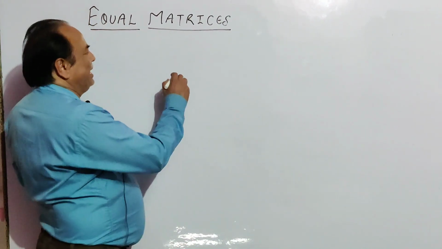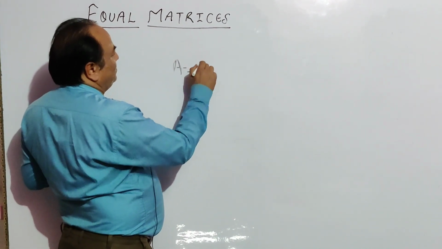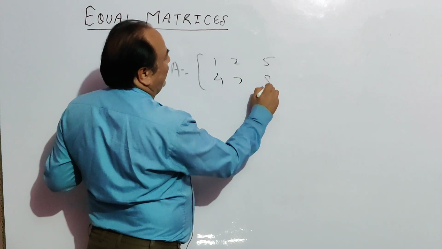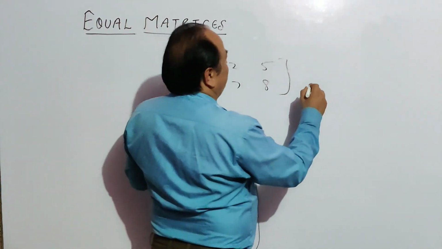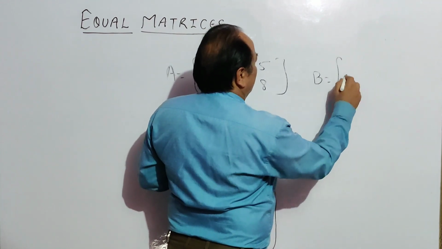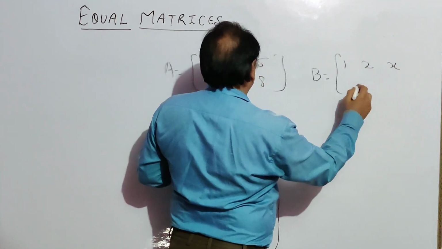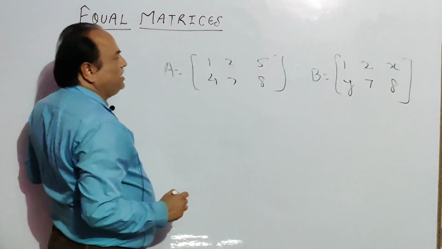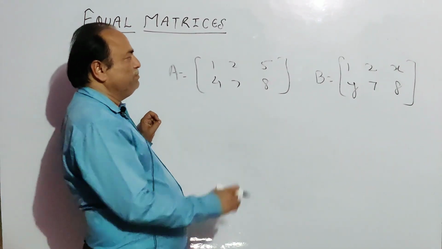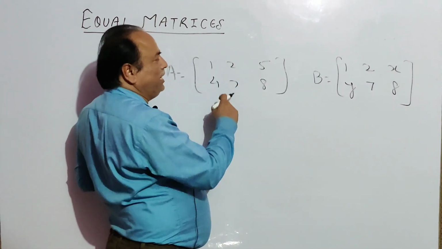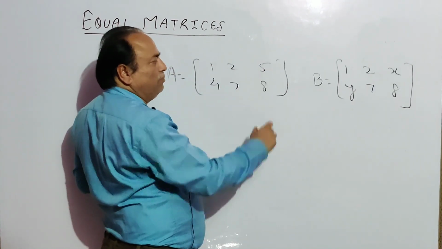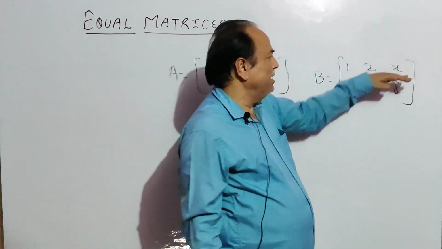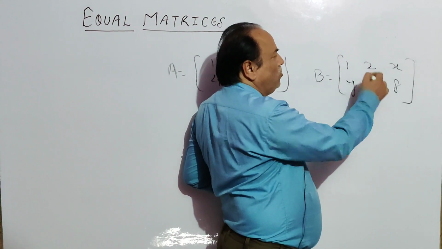For example, matrix A is equal to 1, 2, 5, 4, 7, 8, and this is another matrix B is equal to 1, 2, x, y, 7, 8. Just see, their orders are equal. This matrix is of order 2 into 3 because it has 2 rows and 3 columns. Matrix B also has 2 rows, the first row is this one and the second row is this one, and it has 3 columns.